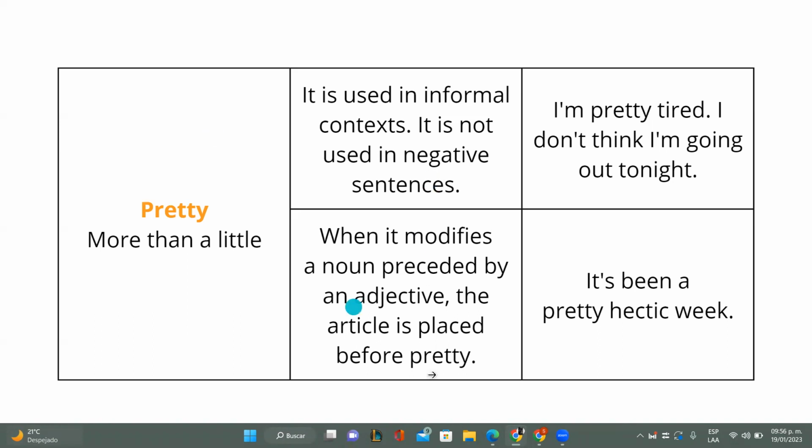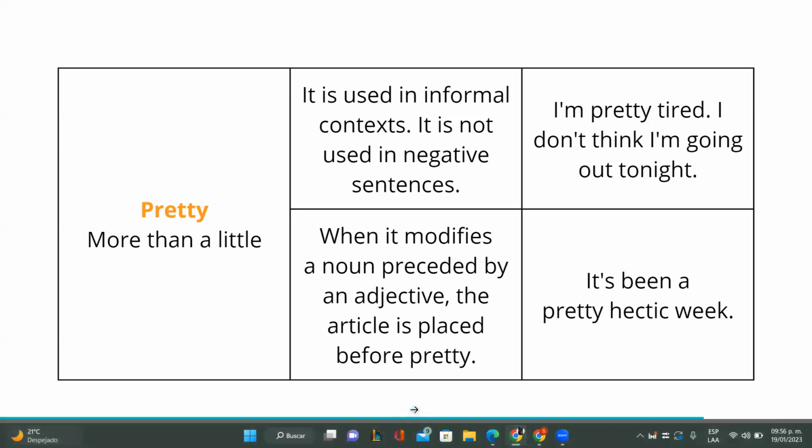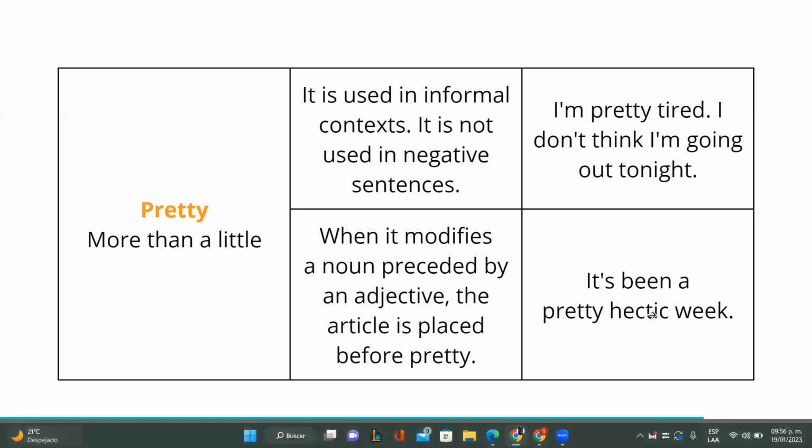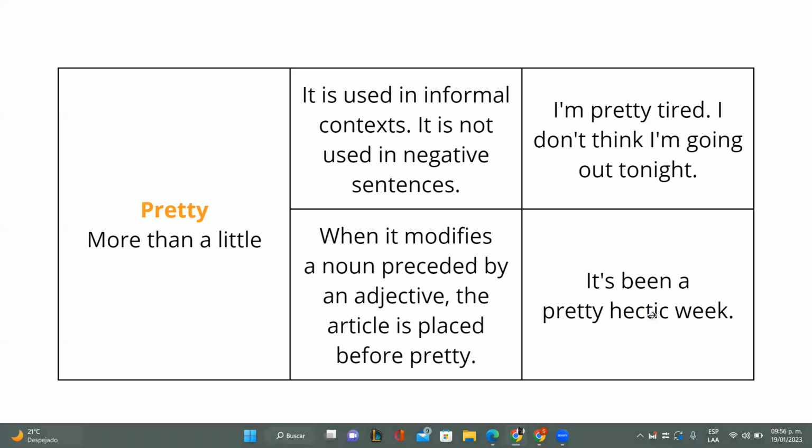When it modifies a noun preceded by an adjective, the article is placed before pretty. It's been a pretty hectic week. Hectic in this case means ajetreada o movida. It's been a pretty hectic week. Ha sido una semana bastante ajetreada.